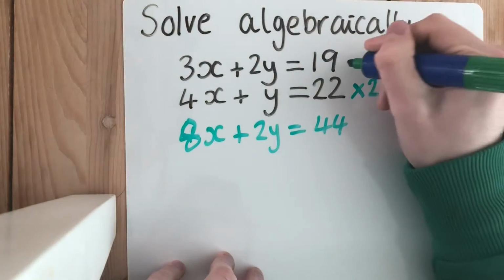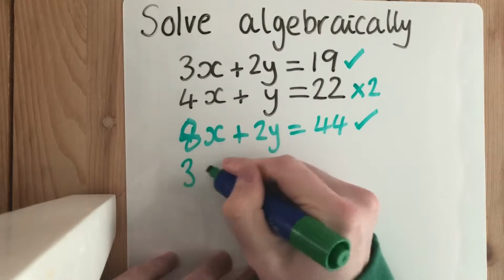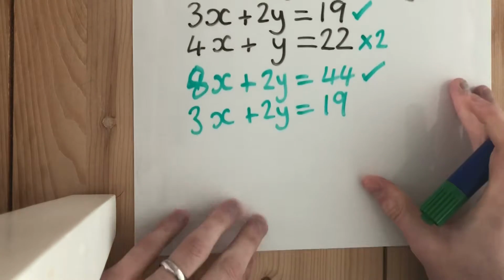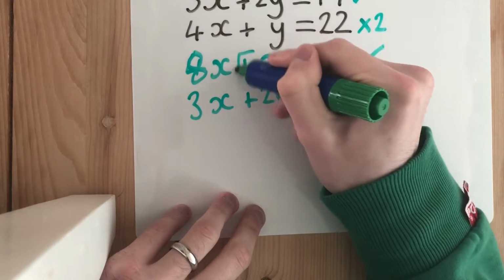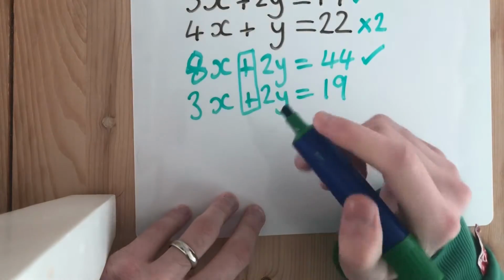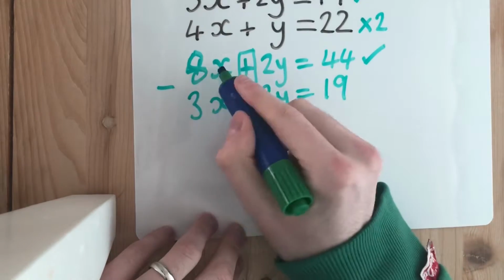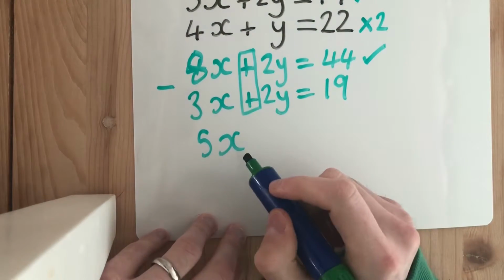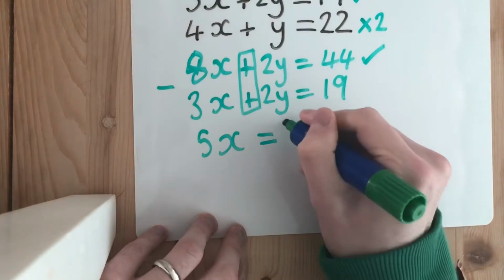Okay, I've now got my first equation and my third equation that have the same numerical value in front of y. So I'm going to rewrite my first equation beneath. Now the next rule is, I've got the same numerical value, so I'm focusing on the signs. I have the same signs there. If it's the same signs, you need to subtract. So I do 8x take away 3x, which is 5x. 2y take away 2y, which gives me nothing. And then 44 take away 19, which gives me 25.